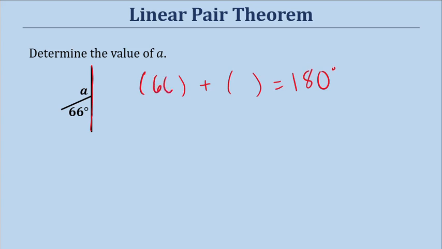So I'm going to take the 66-degree angle and the unknown angle A and add them to equal 180. From here, my goal is to get A alone, so I'm going to subtract the 66 in order to cancel it from the left side of the equation and move it to the right, giving us A equals 114 degrees.